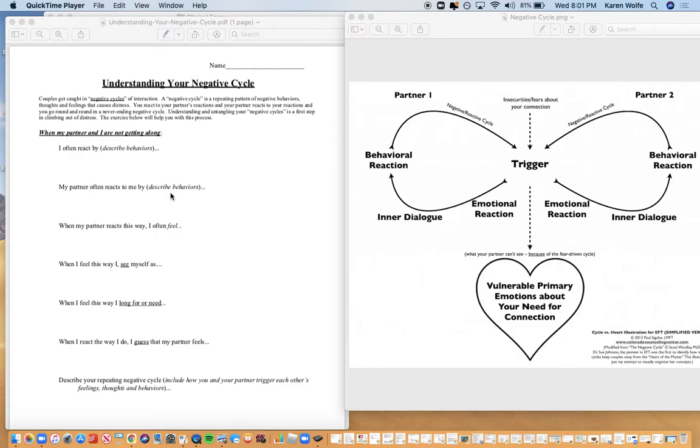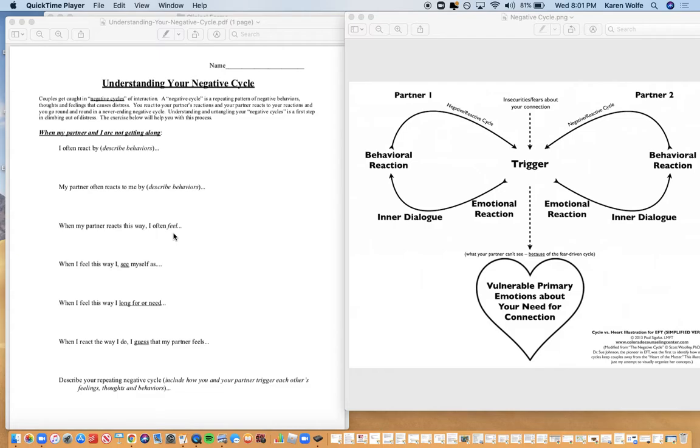But start where you are. So there are behavioral reactions, although you may write down things that are actually perceptions initially. That's what we usually do. So the behavioral reaction, and then the feeling, so that gets filtered through the insecurity. That's a trigger. Your emotional reaction. So, when my partner reacts this way, I often feel.